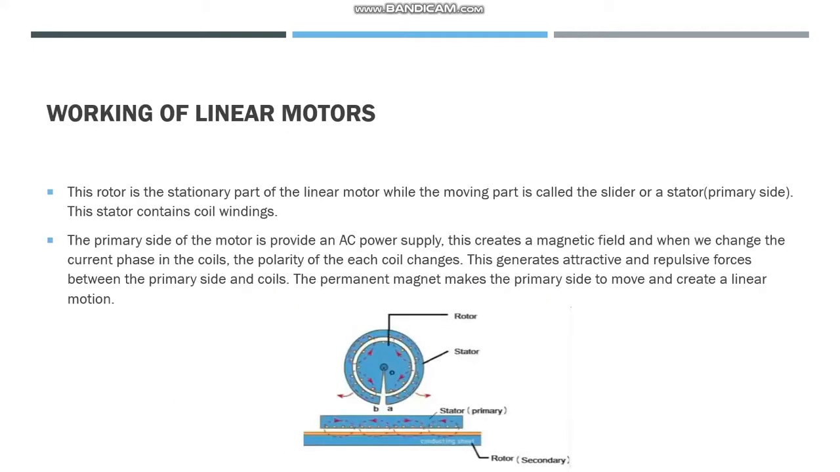The basic working of linear motors is that the rotor is the secondary part of the motor, while the stator is the primary side of the motor. The stator contains the coil windings, while the rotor is the permanent magnets. The primary side is provided with an AC supply which creates a magnetic field, and when we change the current phase in the coils, the polarity of each coil changes. This generates attractive and repulsive forces between the coils and the permanent magnets, which makes the primary side move and create a linear motion.